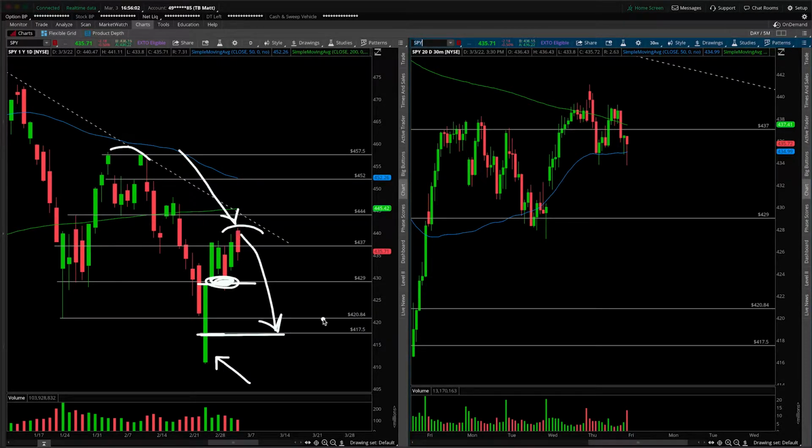So that's what I see unfolding if it's going to be a madness Friday. If we take out 429, I don't see that as a likely possibility, but obviously I'm just giving you the levels that I'm watching. That's what I've got.